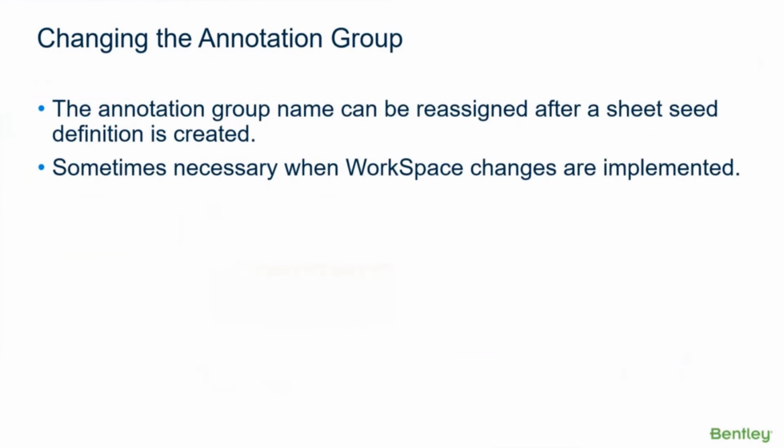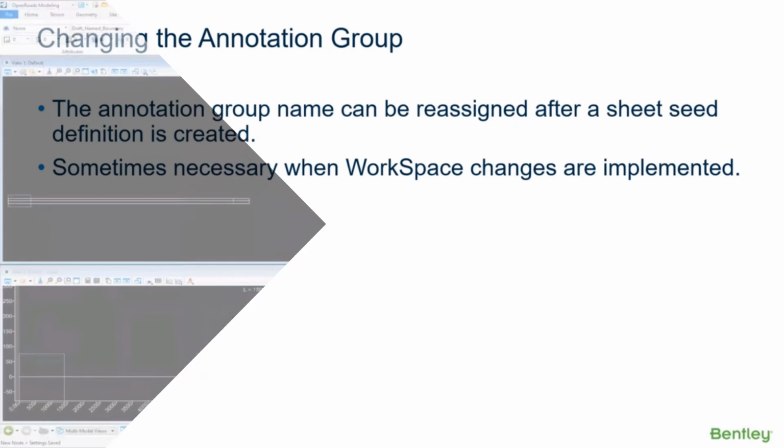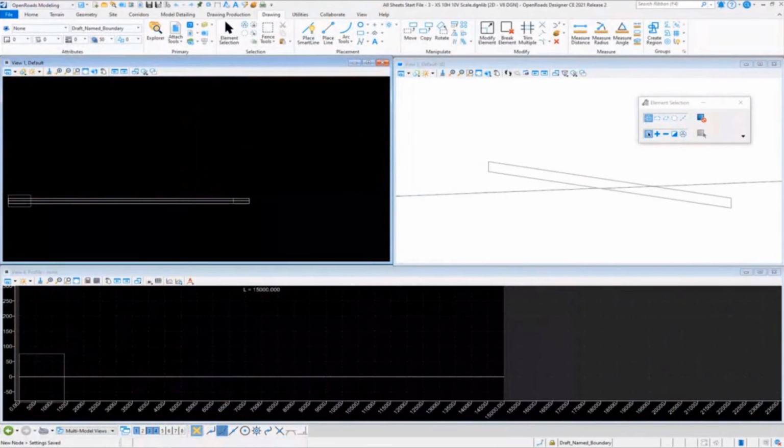Changing the annotation group. What happens if I pick the wrong annotation group or somebody renamed my annotation groups? Why would I want to do that? To keep the user from having to go in and manually pick them every time. All right, so we can go in and do that. We can make those changes after the fact. So maybe we've had a name change, and we need to go reset that.